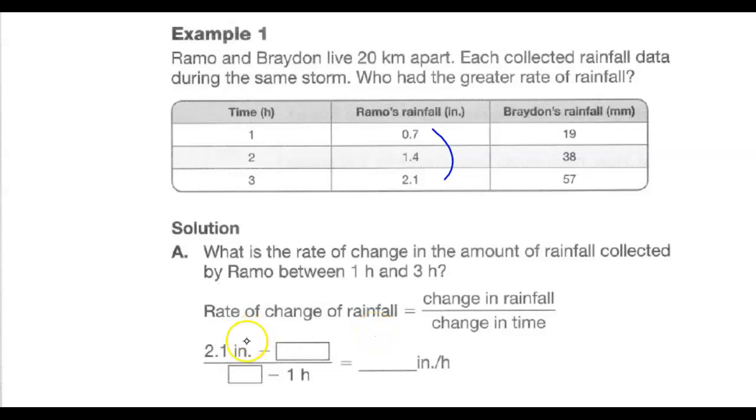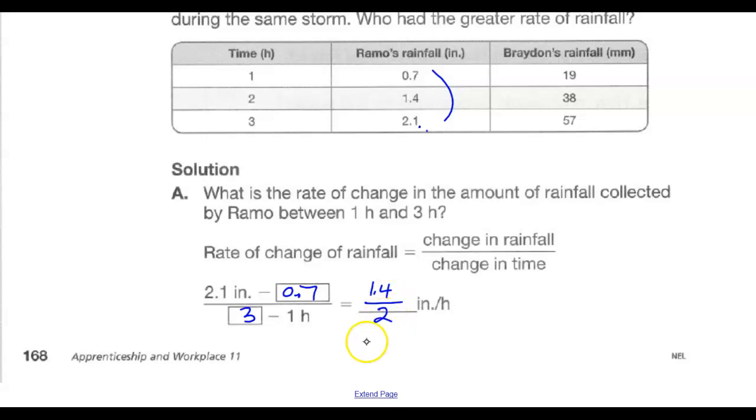So we are going to take, this is our second point, the 3 hours, 2.1 inches, and 1 hour, 0.7 inches as our first point. So 2.1 minus 0.7, so the change in inches is 1.4, and then 3 hours minus 1 hour is 2 hours. So then take 1.4 divided by 2 and you get 0.7 inches per hour. Okay, so that's the rate on average that it was raining where Ramos lives.